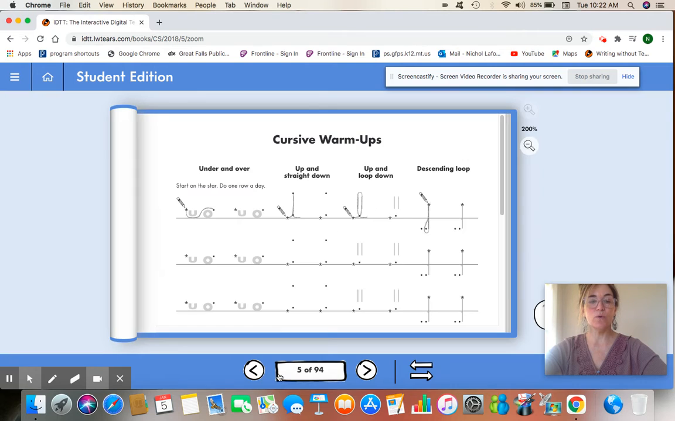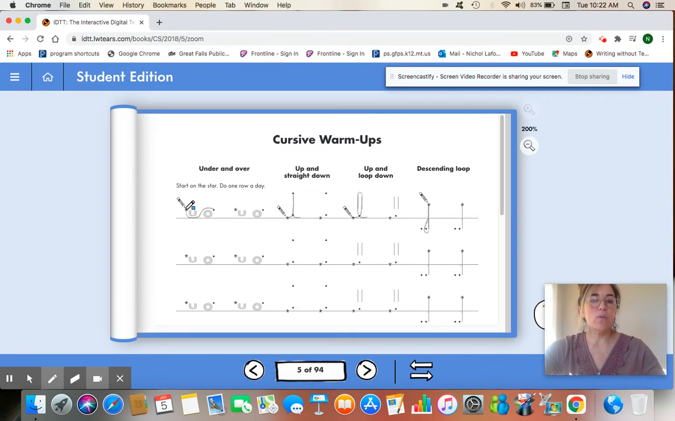Okay, I'm going to go back to page 5, and we're going to start always with a cursive warm-up. Remember, it's very important that you stay with me. Mrs. Rooney is going to talk you through, and we're not going to go ahead of one another. I am working with a mouse and my keypad, so it's a little bit more difficult for me, so I might need to erase a couple times. Remember, we're starting out with our pencil on the star. We always start on the star and we do only one row a day.